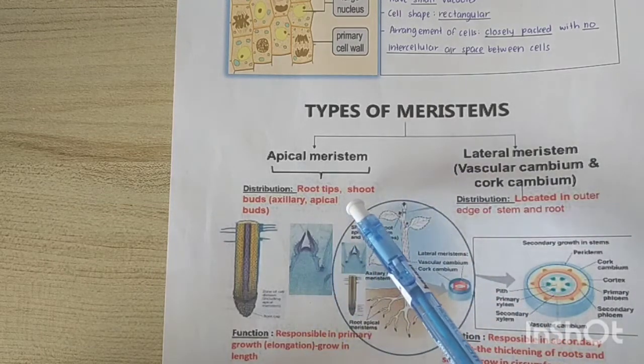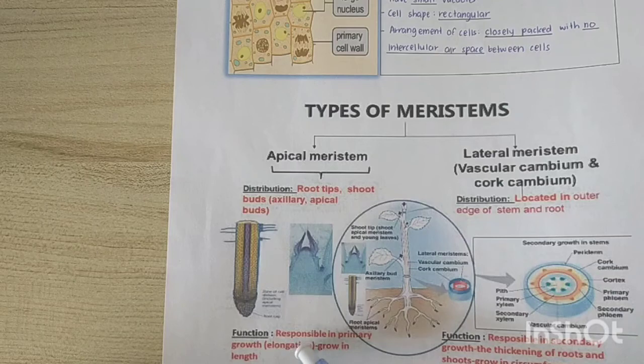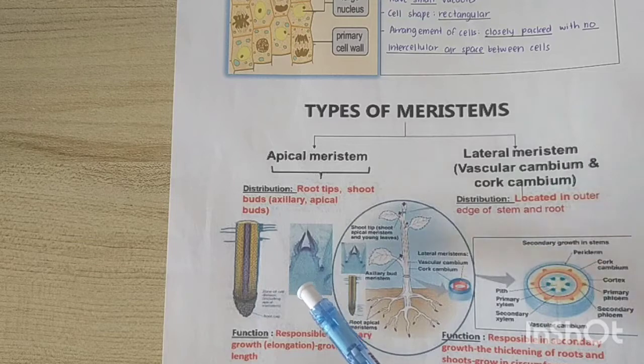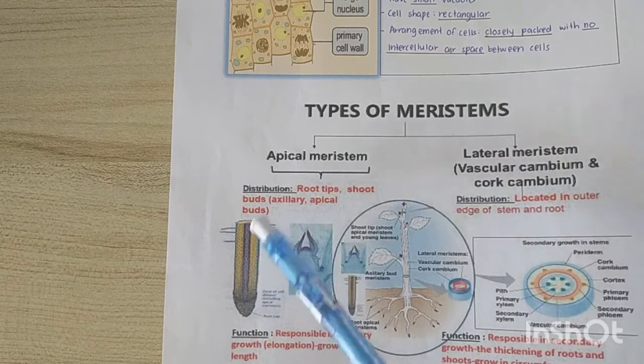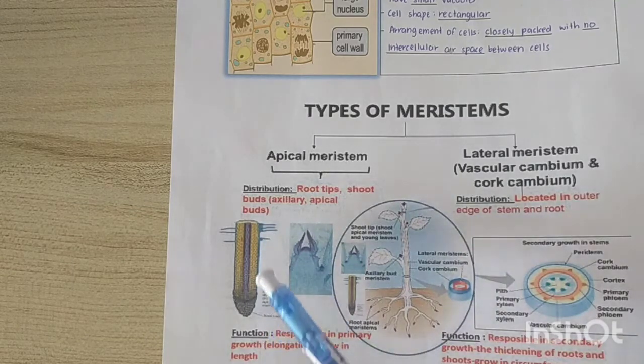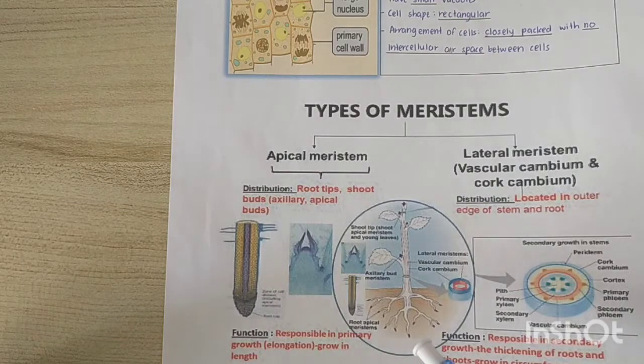The function of the apical meristem is that it is responsible for primary growth, or elongation, or growth in length. So apa yang akan berlaku adalah, since kita kata tadi meristem tissue is an actively dividing cell and it will generate new cells. So bila dia berada pada bahagian tip plant, pada bahagian hujung, dia akan menyebabkan berlaku growth in length. Dia akan menyebabkan plant tu memanjang. So this is for apical meristem.